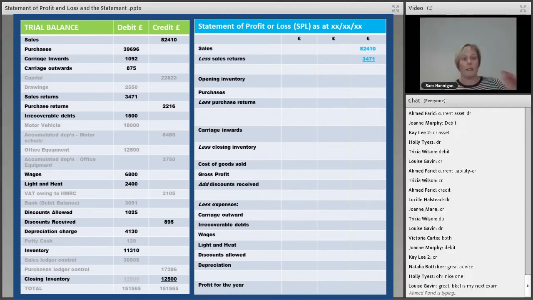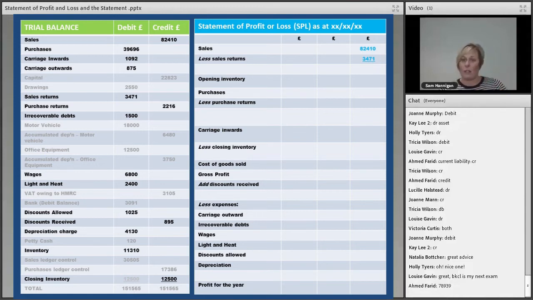So if you can see that you've got sales returns, but there's only one box to fill in, you know they've taken off the credit notes. So please don't panic. It's not to throw you. There's a couple of ways that you can do it.